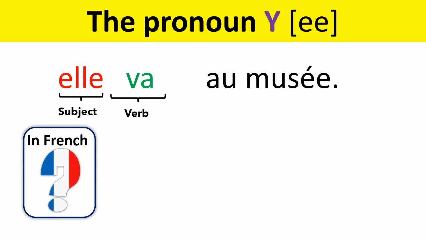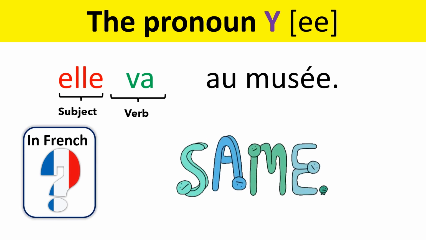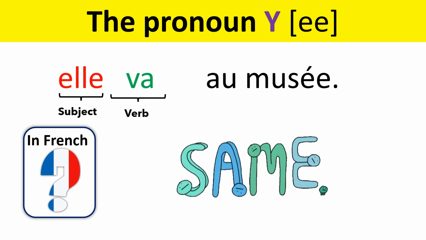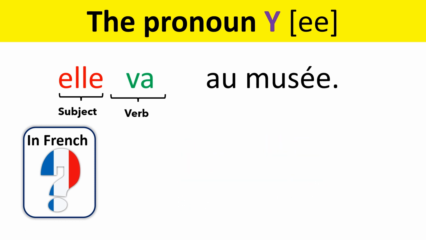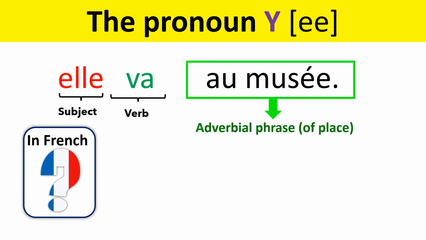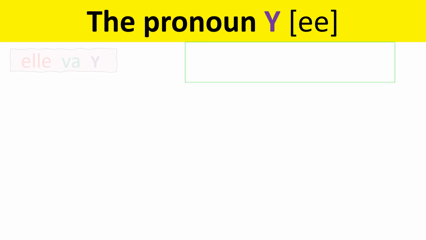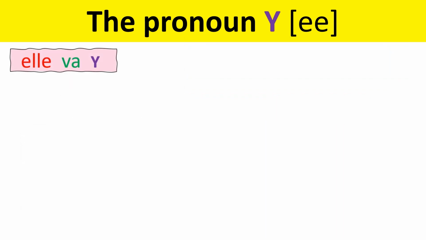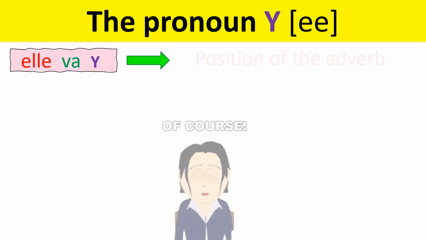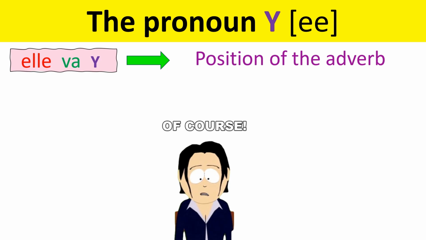Now for the French, we've got exactly the same sentence translated into French as previously. We've got Elle va au musée. Elle is the subject, the verb is va, and of course our adverbial phrase is au musée. Now our pronoun is going to be Y. So we have Elle va y, she goes there, literally translated, but of course we've got to worry about the position of the pronoun in French.